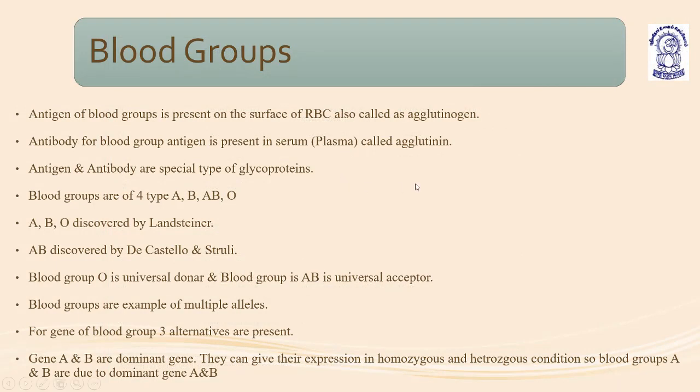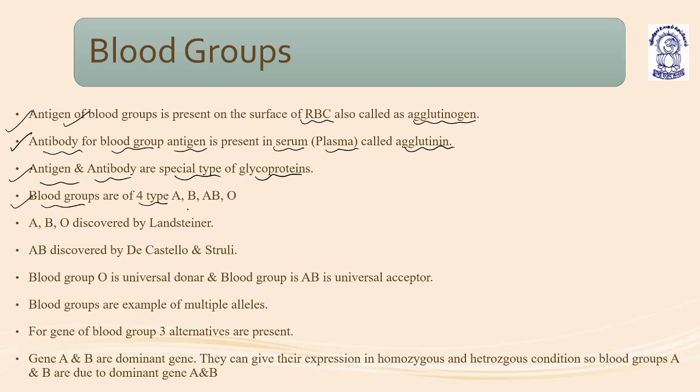Now, blood groups. Antigens of blood groups are present on the surface of RBCs, also called agglutinogens. Antibodies of blood groups are present in the serum or the plasma, which is called agglutinin. Understood? Both antigen and antibody are special types of glycoproteins.